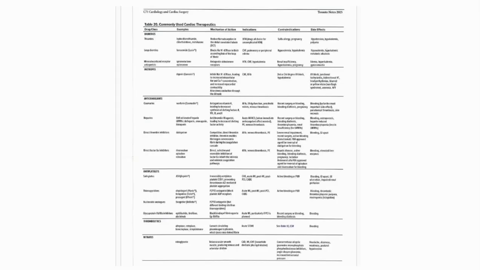Inotropes. The primary drug in this category is digoxin. Digoxin inhibits the sodium-potassium ATPase pump, increasing intracellular sodium and calcium, thereby improving myocardial contractility. It also slows AV nodal conduction. Clinical indications include heart failure and atrial fibrillation for ventricular rate control.